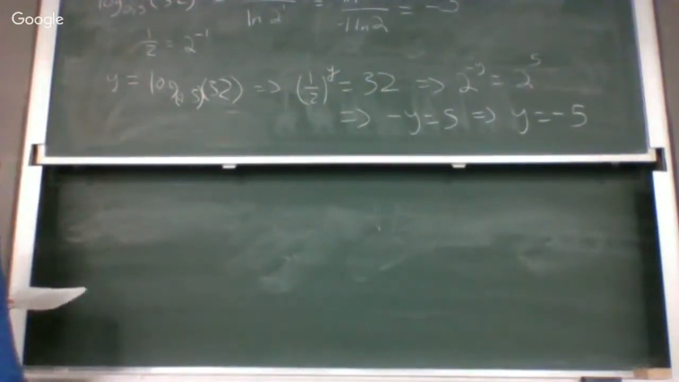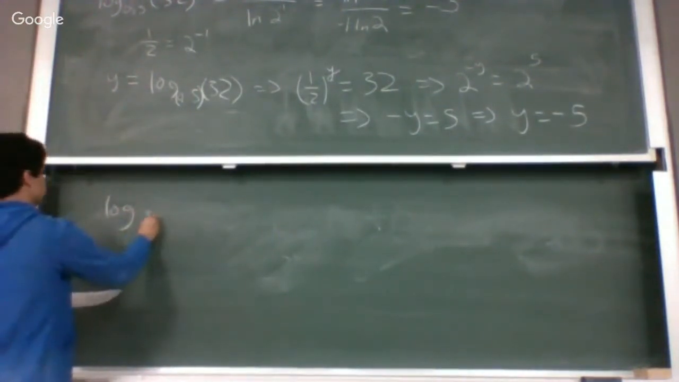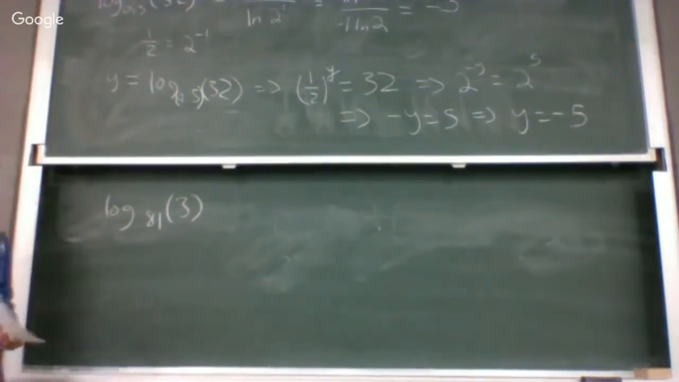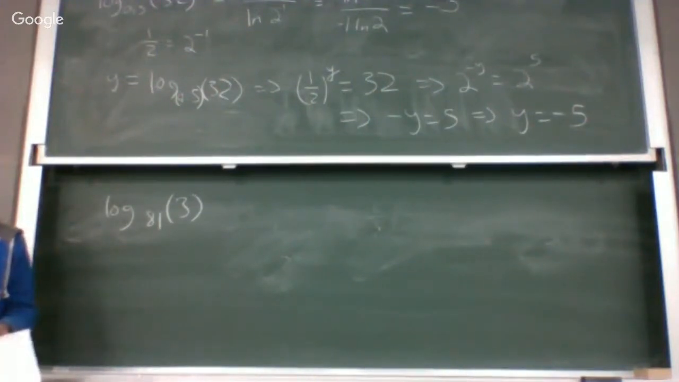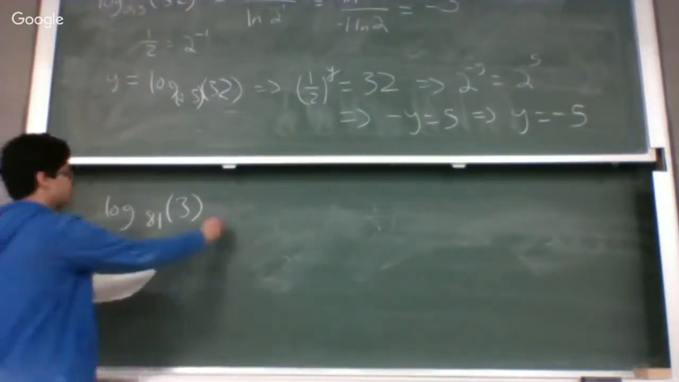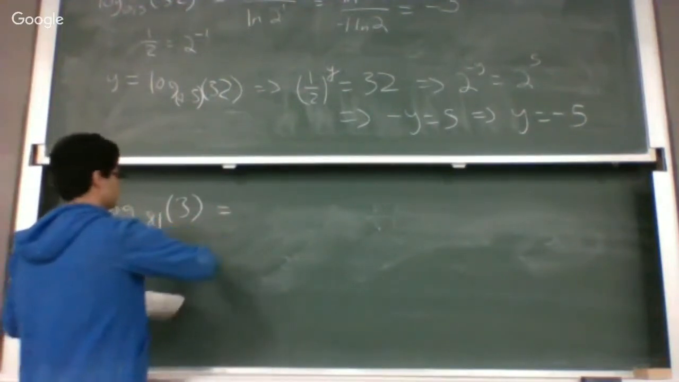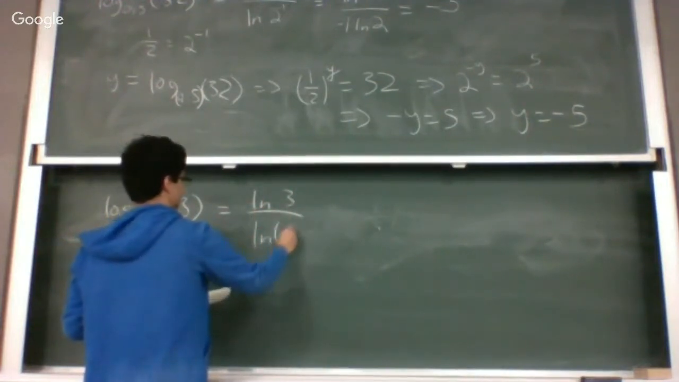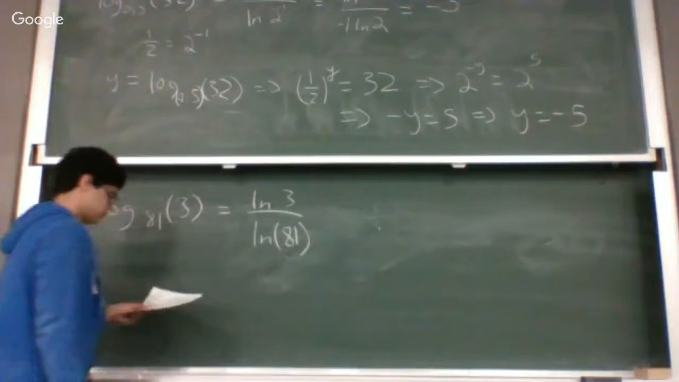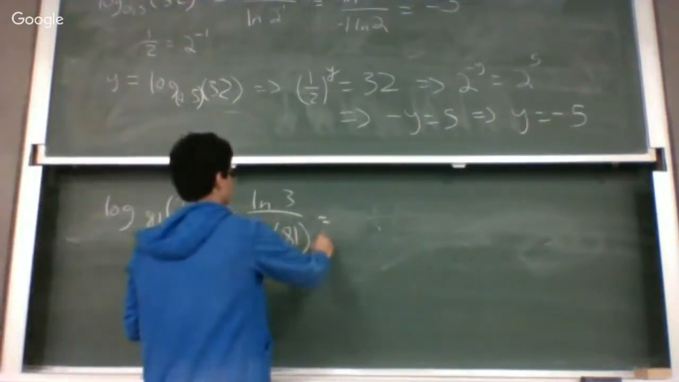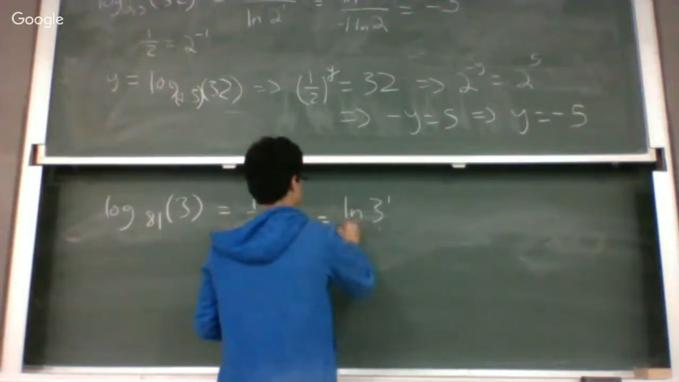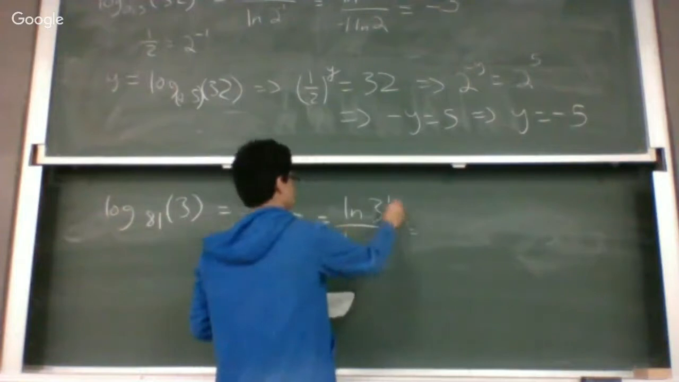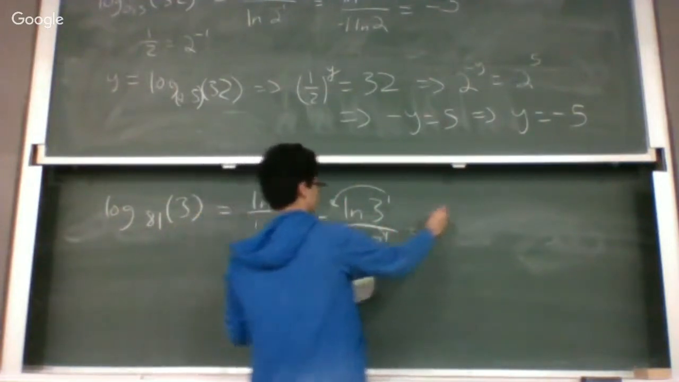Part B on number 9 is the log base 81 of 3. What method do you guys want to use? The first method? Yep, that's the quickest method. So we have the natural log of 3 over the natural log of 81. This is equal to the natural log of 3 to the first power all over the natural log of 3 to the fourth power. The exponents come down. We're left with 1/4.